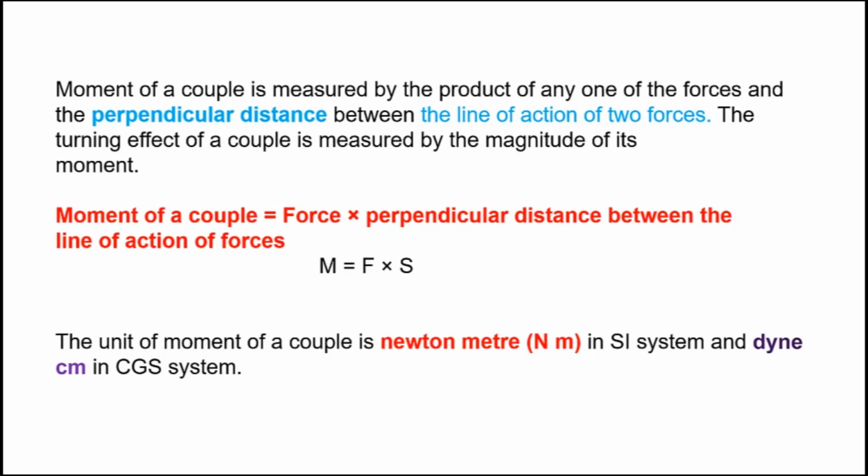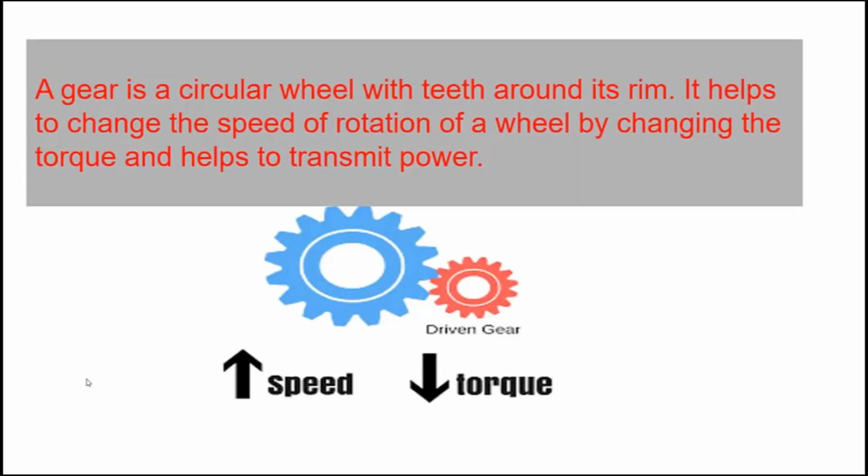What is the unit of moment of couple? It is Newton meter. In SI system, you can measure it in Newton meter, and in CGS system, it is Dyne centimeter. These are all important applications of torque.